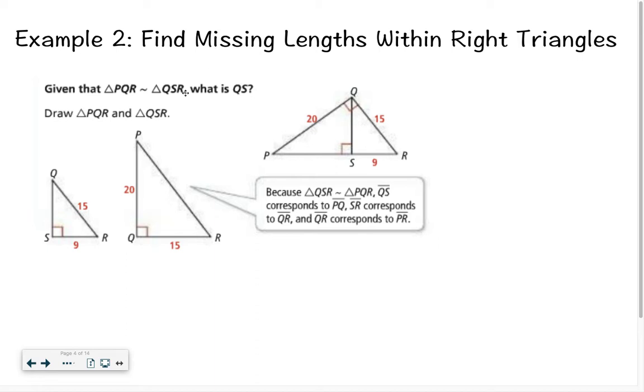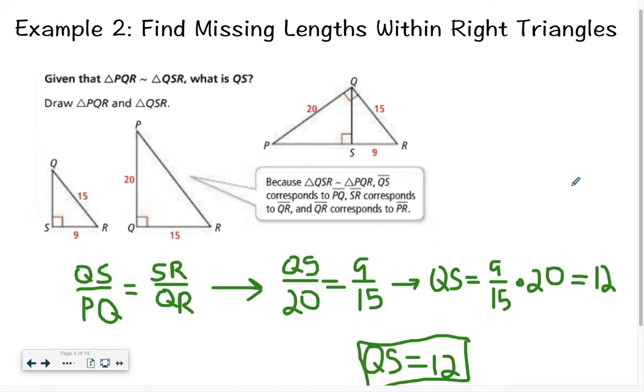In order to find QS, I can set up a proportion. So I can say, okay, I'm solving for QS, so I can put QS over PQ. So QS is the side that I'm trying to find. That's what the directions are asking. And then PQ is the side on the other triangle that corresponds. So I can put those as a fraction. And the proportion there should be equal to the proportion of two other sides.